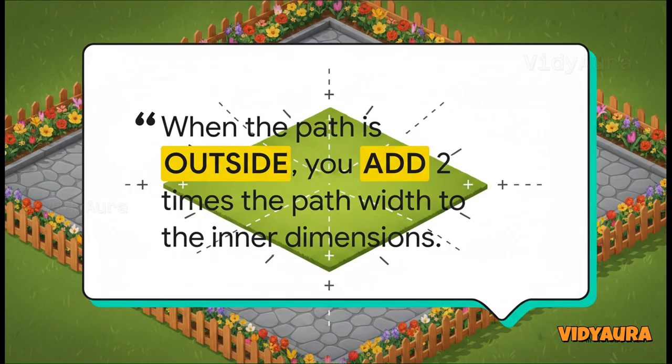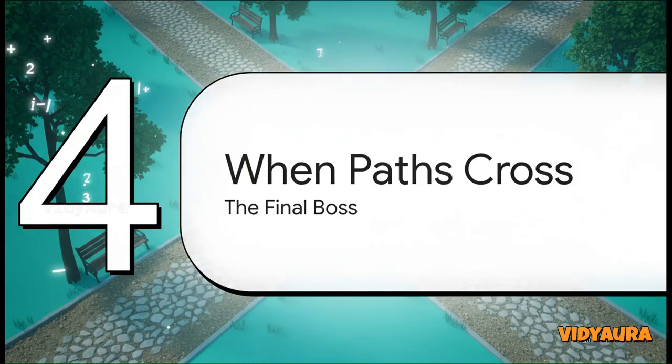So let's just recap real quick. Inside paths, you subtract. Outside paths, you add. See the pattern? All right, we have totally conquered inside and outside paths. So now it is time for our final challenge, what some people like to call the final boss of pathway problems. What happens when 2 paths cross right over each other?